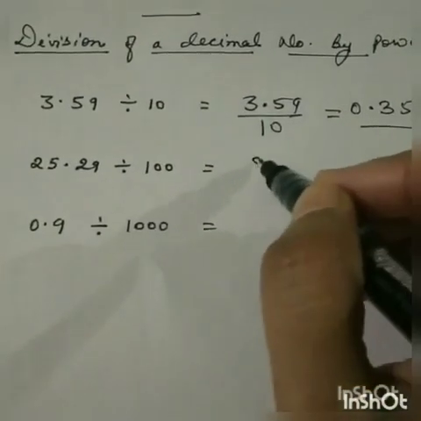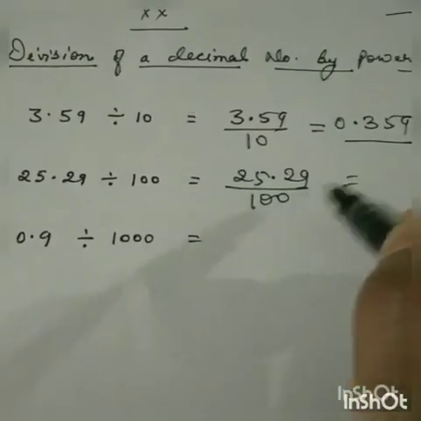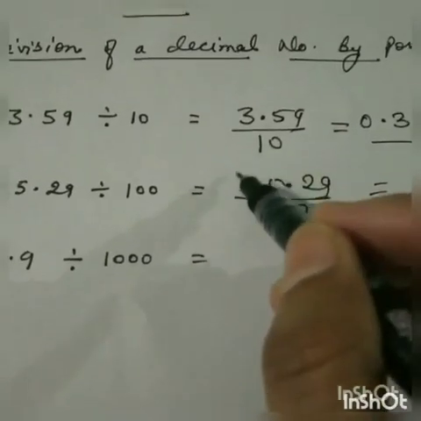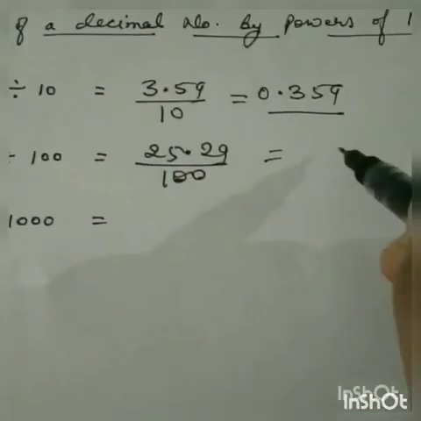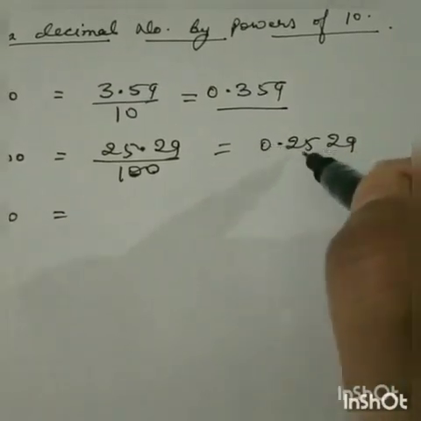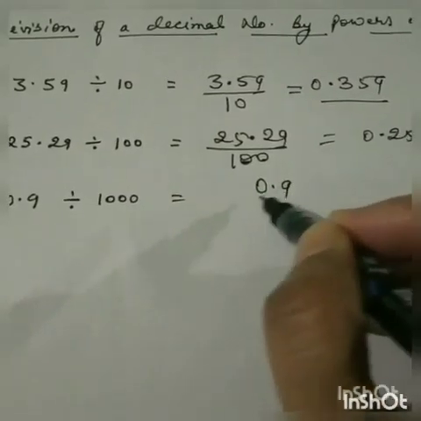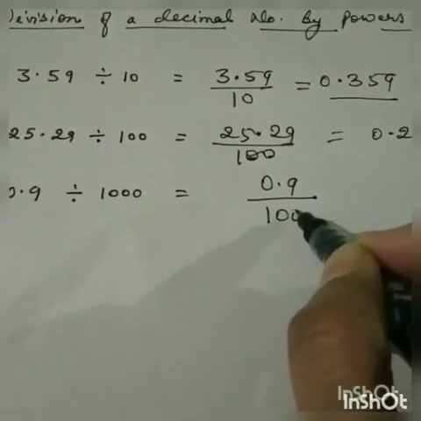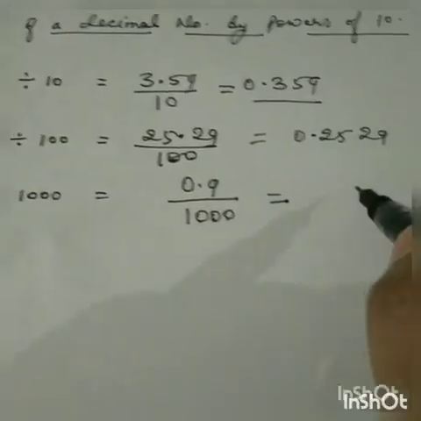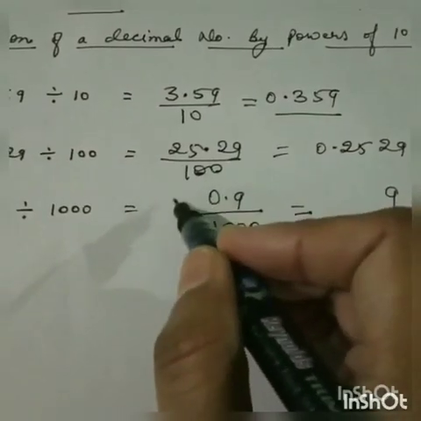Okay. One more example, 25.29 divided by 100. So there are 2 zeros. So we will shift this decimal 2 digits left side. So it will become 0.2529. Got it? Now next is 0.9 divided by 1000. So here is 1, 2, 3. 3 zeros are there. So this decimal will be shifted 3 digits left side.